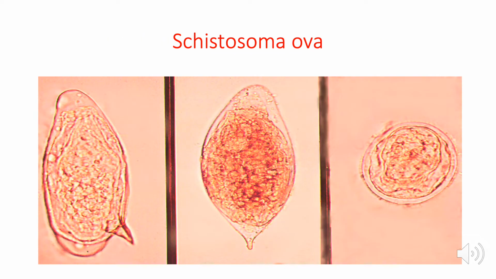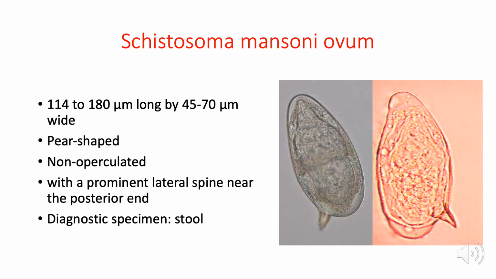At this point, we will be describing the diagnostic stages of Schistosoma species, their ova. Let's start with the ova of Schistosoma mansoni. The ova of Schistosoma mansoni and Schistosoma hematobium are bigger than that of Schistosoma japonicum, and they appear to be longer than they are wider. What do I mean by that? For Schistosoma mansoni, its length can range from 114 to 180, and its width can range from 45 to 70. That's why it is longer than it is wider.